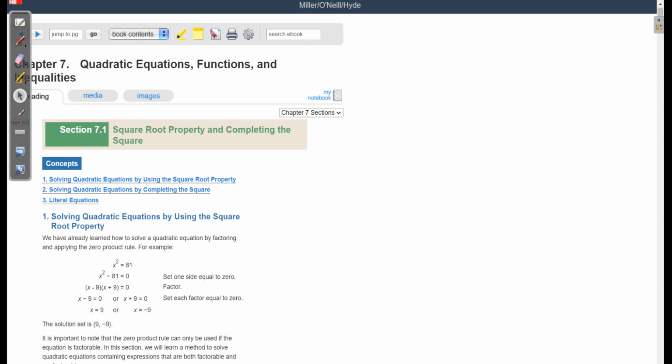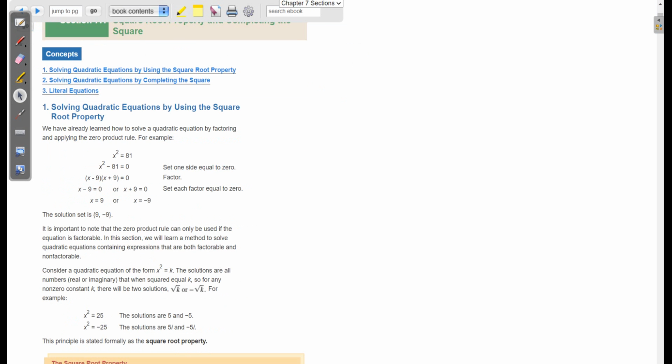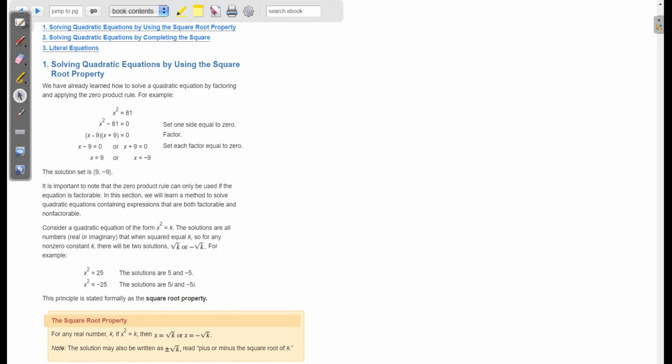Okay, today we're talking about Chapter 7, Section 1, the square root property and completing the square. Alright, so what is the square root property and completing the square? Well, let's begin with the square root property, and we'll go ahead and snip all of this.